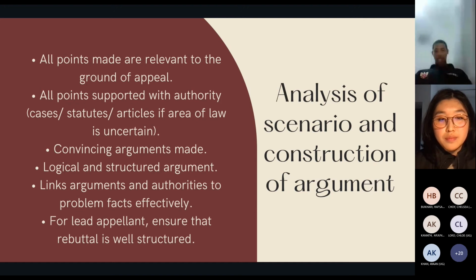For the lead appellant, ensure that your rebuttal is well structured. A good way to think about this is to have a beginning, middle, and end, and structure your rebuttal to strategically dissect what the opposition has said. Really hit what they have said, not just drawing upon the points that you already prepared. Make sure you actually deconstruct the points that have been raised by the opposition.